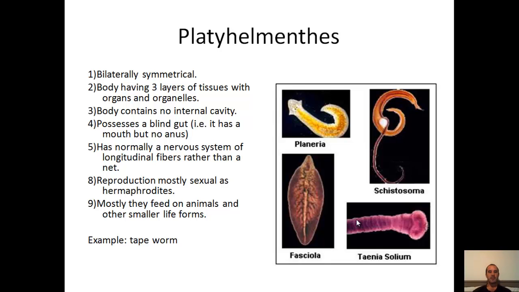And they can do mostly sexual reproduction. And they feed on other animals and on smaller life forms. An example of this would be a tapeworm. A tapeworm lives in some other organism's stomach and is able to pull nutrients out from that organism. When the organism eats, it feeds off that food.